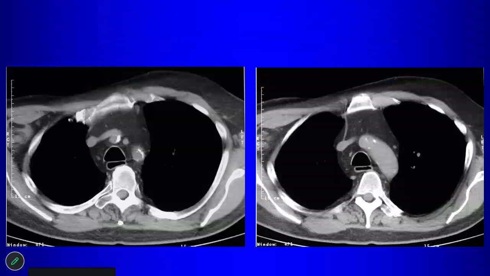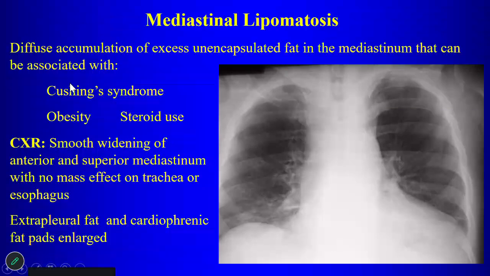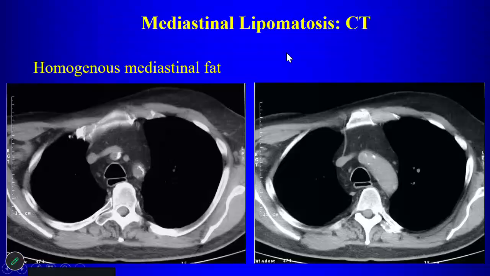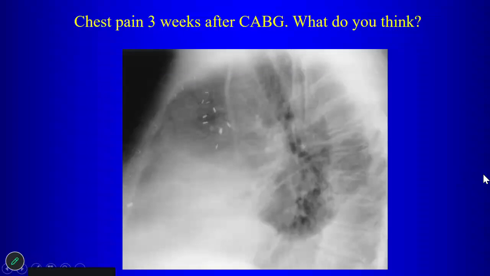Lipomatosis. Mediastinal lipomatosis can give you smooth widening of the mediastinum, right? A very easy diagnosis with CT. This is associated with Cushing's, obesity, steroid use. That gives you very smooth widening of the mediastinum. Okay, mediastinal lipomatosis. That's a pretty easy diagnosis.